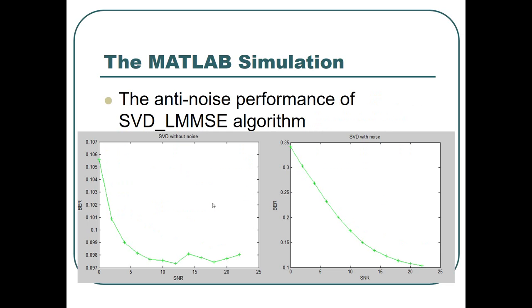Finally, I will talk about the anti-noise performance of the SVT algorithm. Through analyzing these two pictures, we know that the general trend of the two figures is similar. The fluctuation of the ideal situation is a little larger, so when the SNR is high, there is an evident difference between these two curves. In general, the anti-noise performance of SVT channel estimation is good.